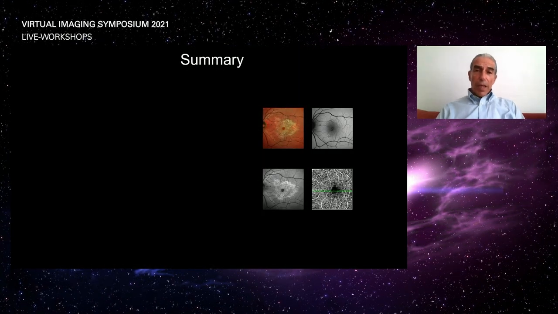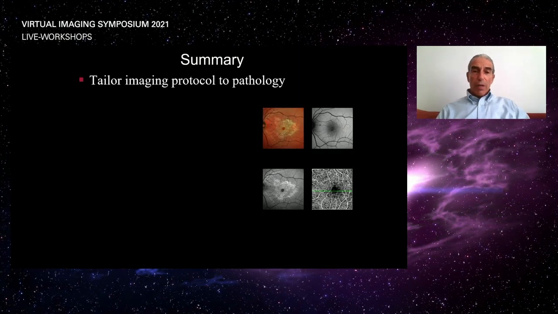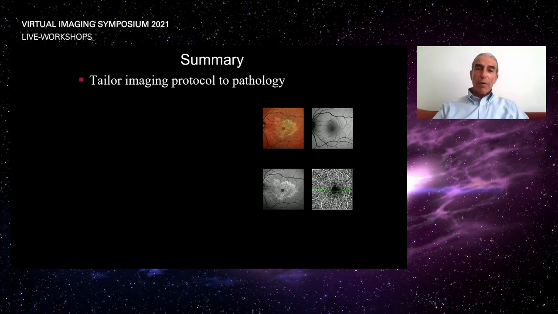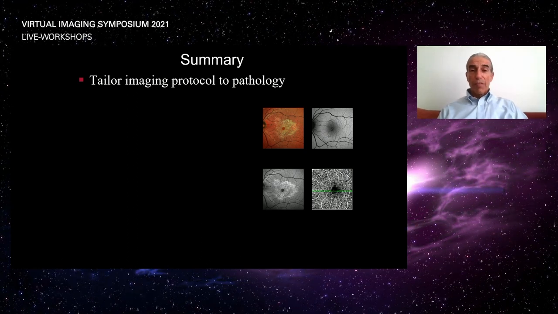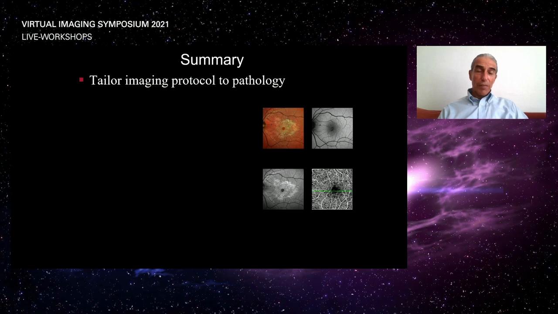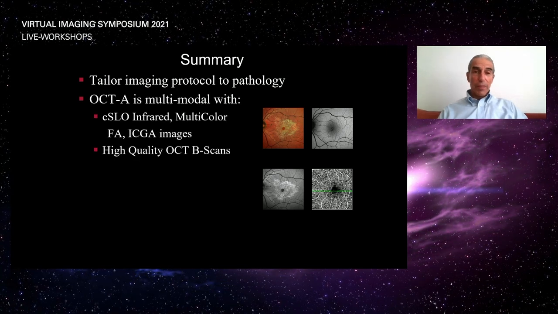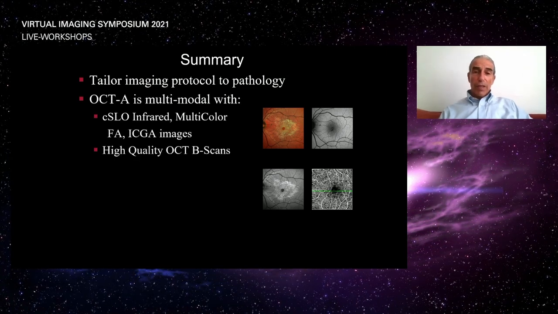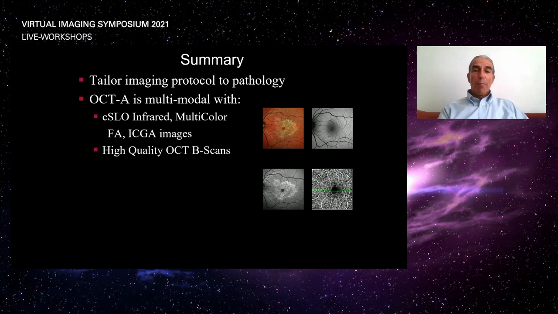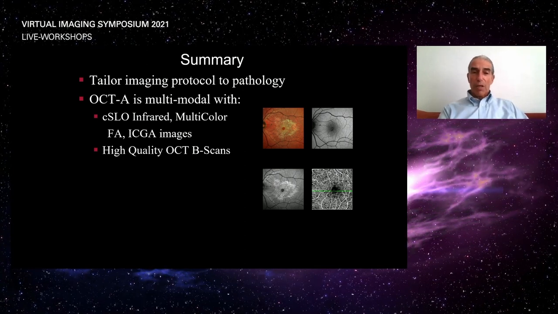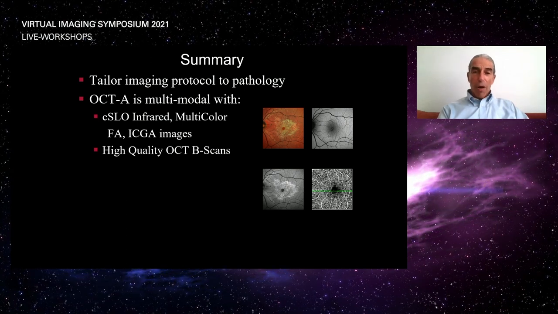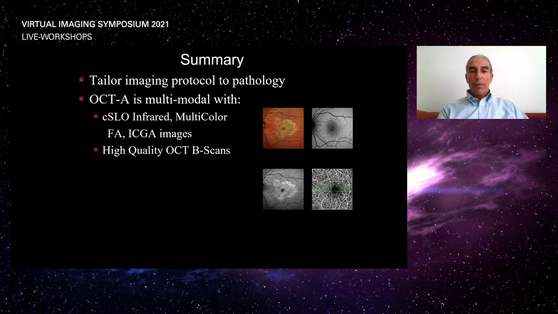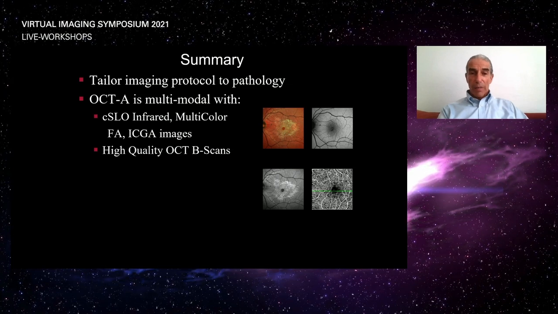So, in summary, I'd like to point out that we should tailor our imaging protocol to pathology. If we are not sure about something, we see an OCT or blue reflectance or autofluorescence, fluorescein might be the tool of choice. When using OCT angiography, we should understand and remember it's multimodal with infrared and multicolor and fluorescein and ICG. The learning curve can be long, but it'll be very rewarding if we combine it with other imaging modalities.